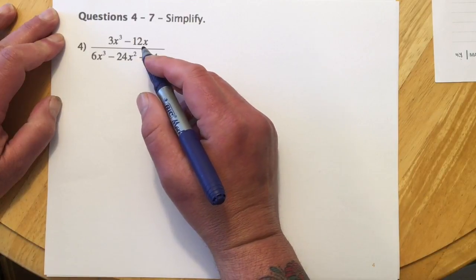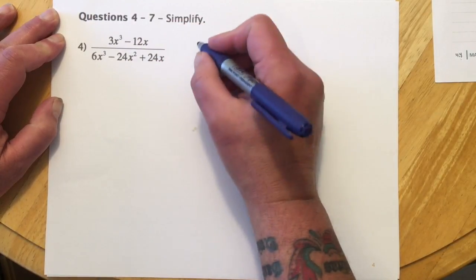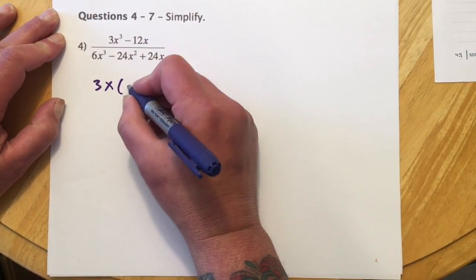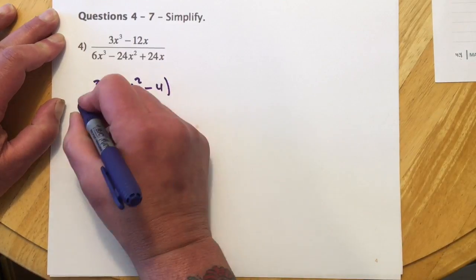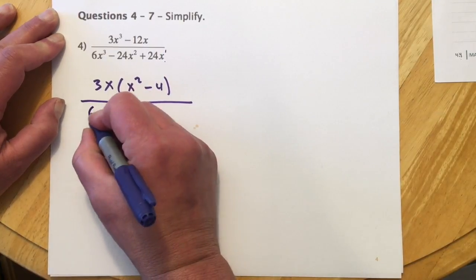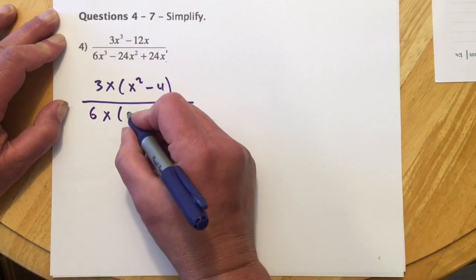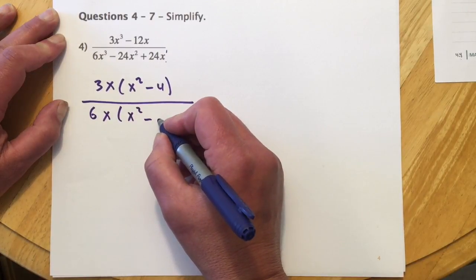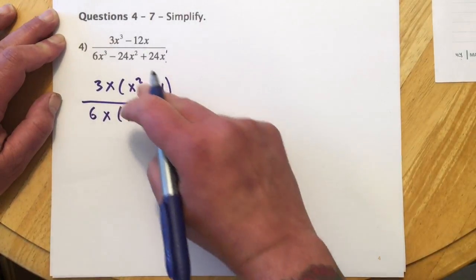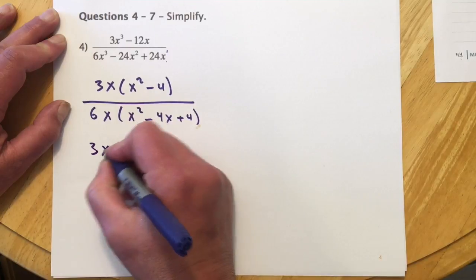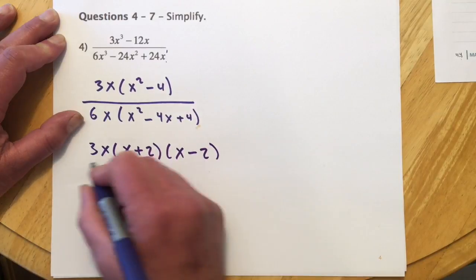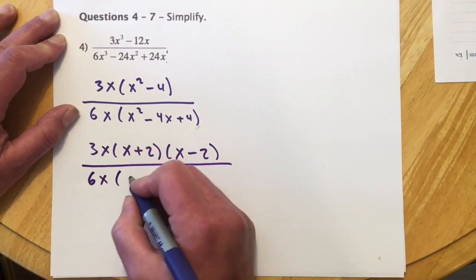So this first one's 7.1, and we got a couple of GCFs going, so I'll pull those out first. The numerator, I can take a 3 and an x, so that's going to leave me an x squared minus 4. And then on the denominator, it looks like 6 everywhere, and then I have an x to the first, so 6x. And that's going to leave me an x squared minus 4x, and then plus 4.